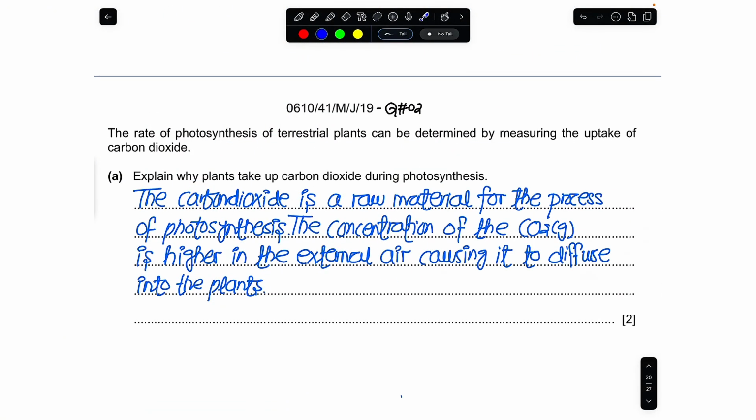So moving onward, here we have another question from May June of 2019. This was your theory paper variant 4.1, and this was question number 2 of your exam. This would be from the factors that limit the rate of photosynthesis, where you have learned that the limiting factors of photosynthesis are carbon dioxide concentration, the temperature, and the light intensity.